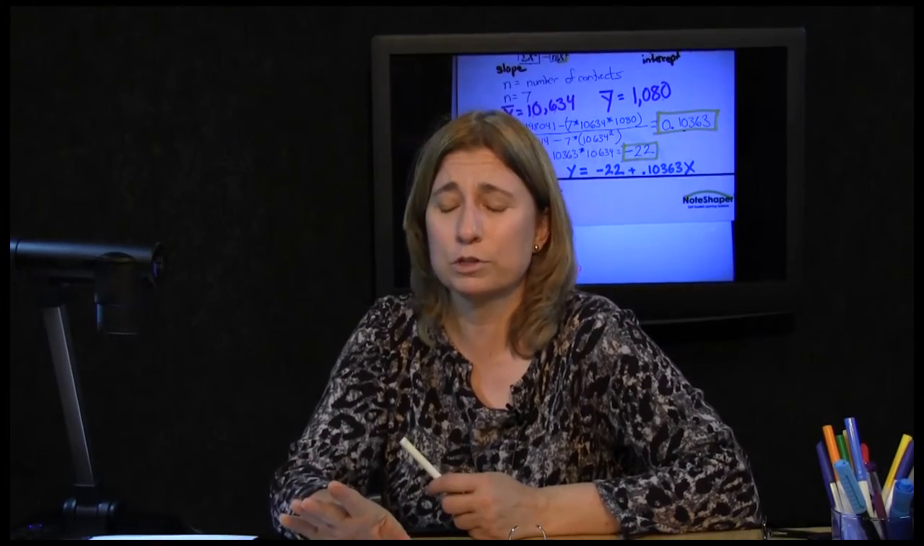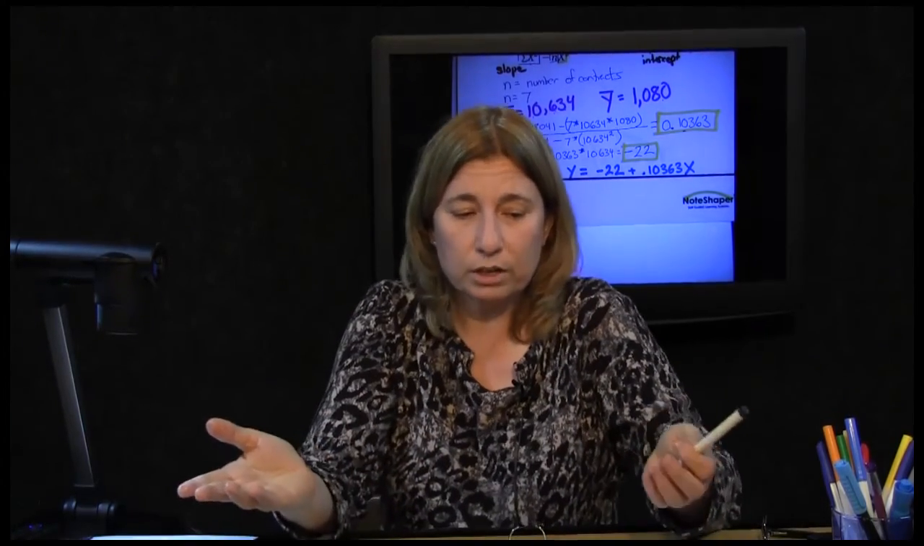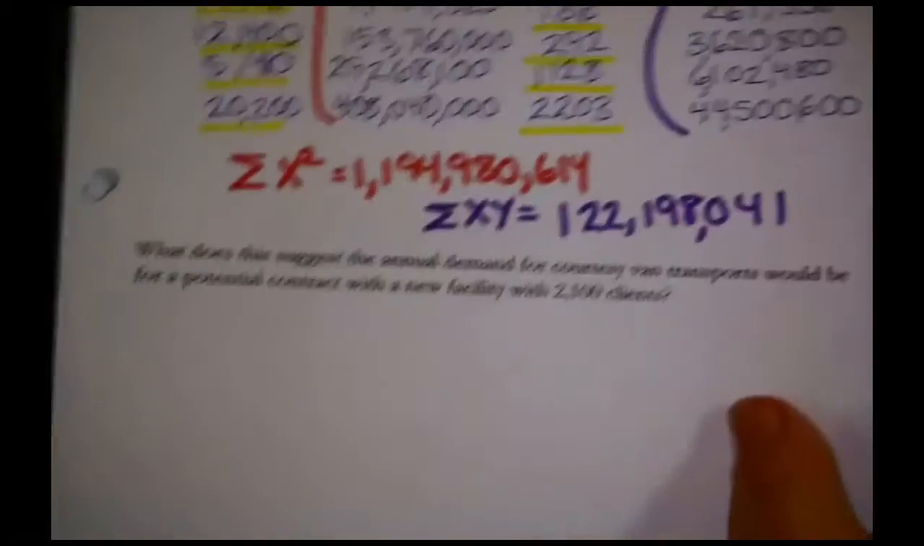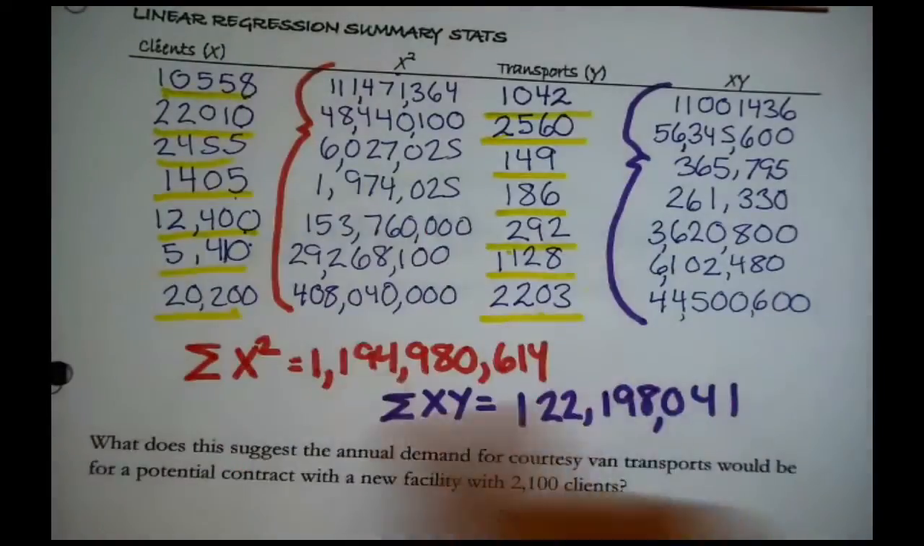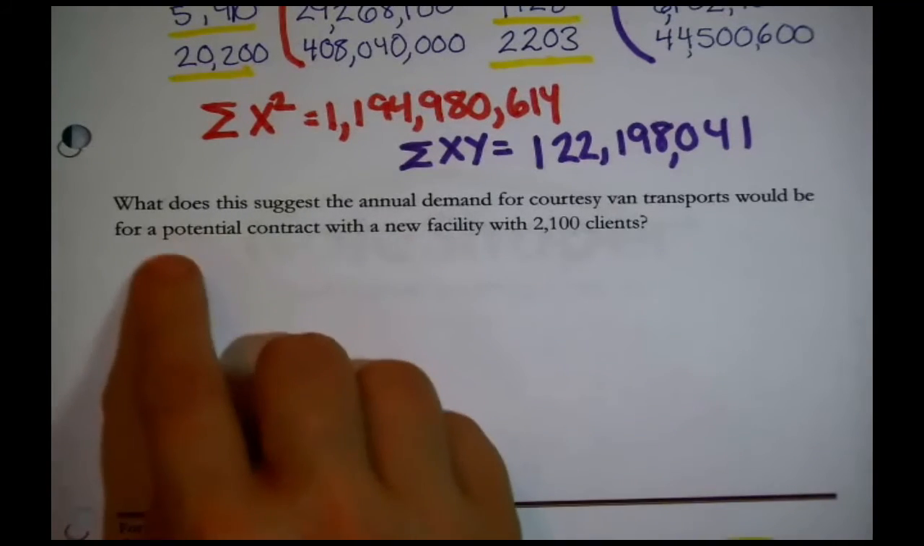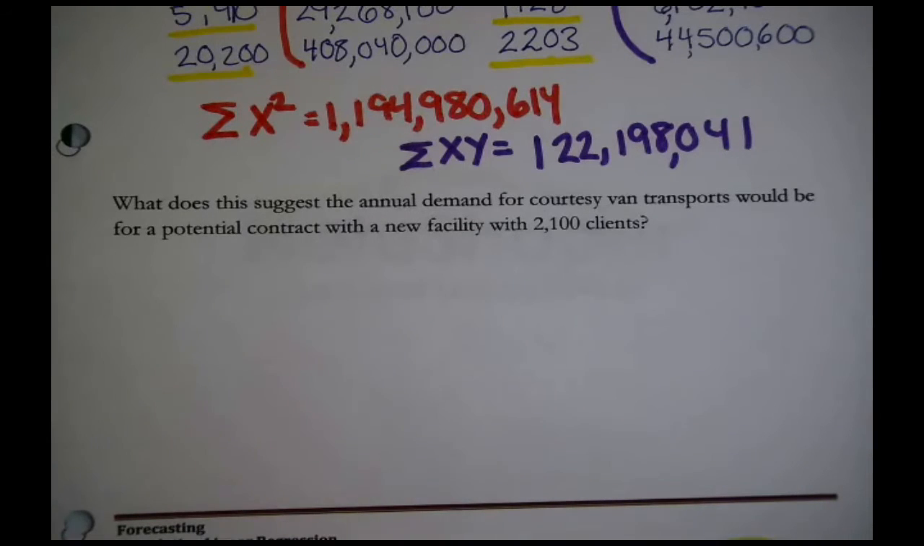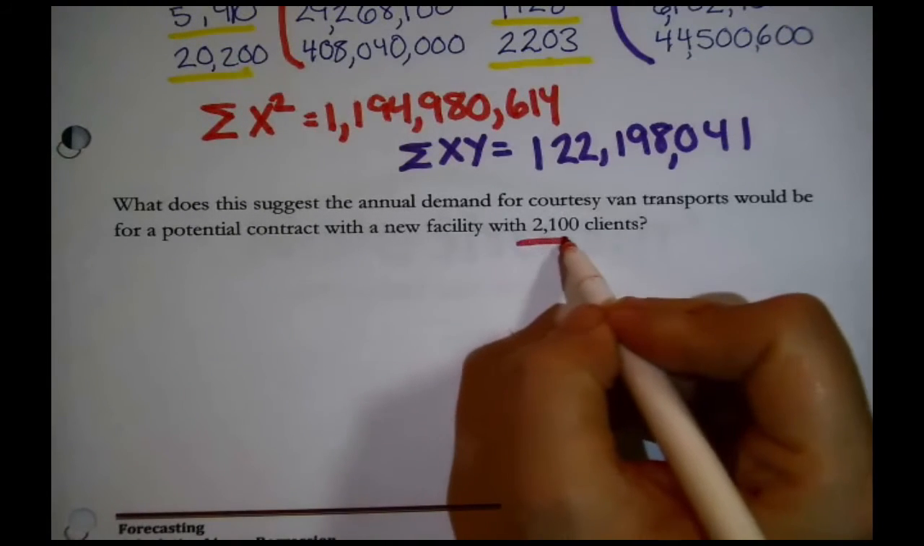Oh, now wait. There's a follow-up question on that, but it's not nearly as much work as actually just finding the regression equation. We found the regression equation. There's a follow-up question here in this scenario asking you to basically use it. I mean, it's meant to be a tool. What's it say? Oh, it's over here. We kind of whisked away from it, right? There were our sub-computations. We went back to the original formulas, but here on the second sheet, it says, what does this suggest the annual demand for courtesy van transports would be for a potential contract, right? What would they use this equation for?